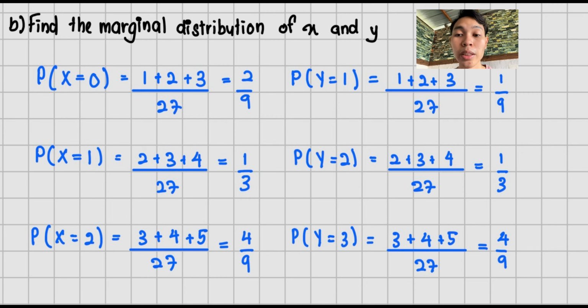Similarly, the marginal distribution of Y is found by summing down each column. So, P(Y equals 1) is 1 over 9. P(Y equals 2) is 1 over 3. And P(Y equals 3) is 4 over 9.